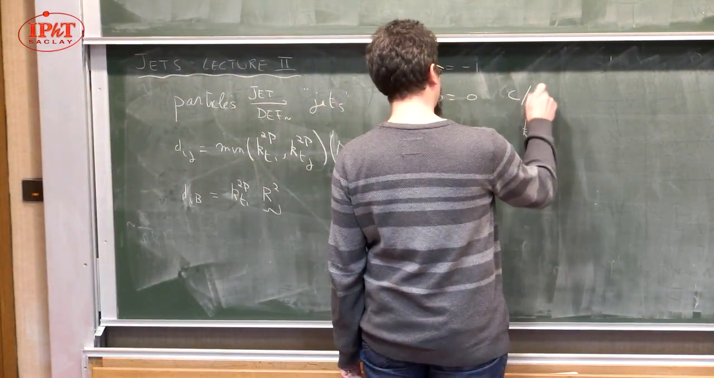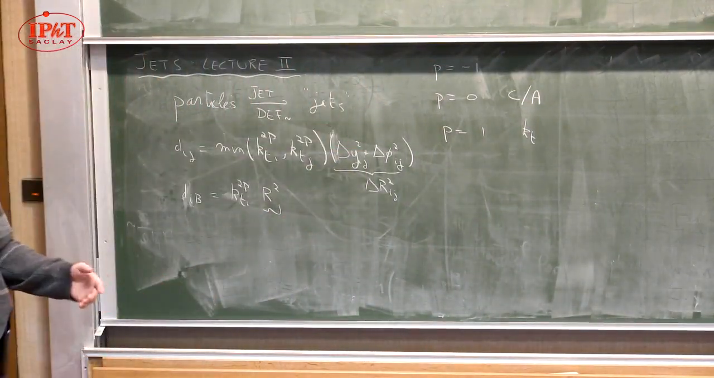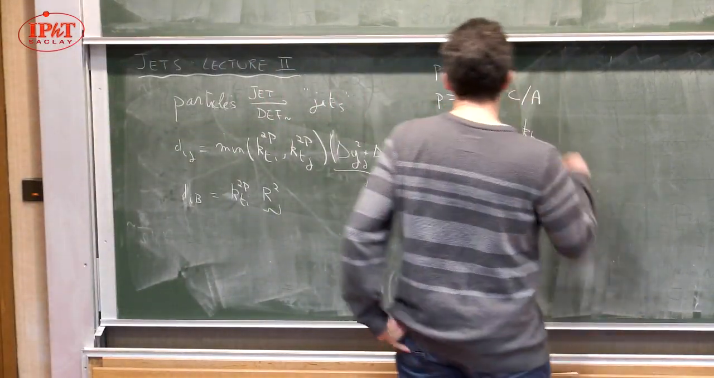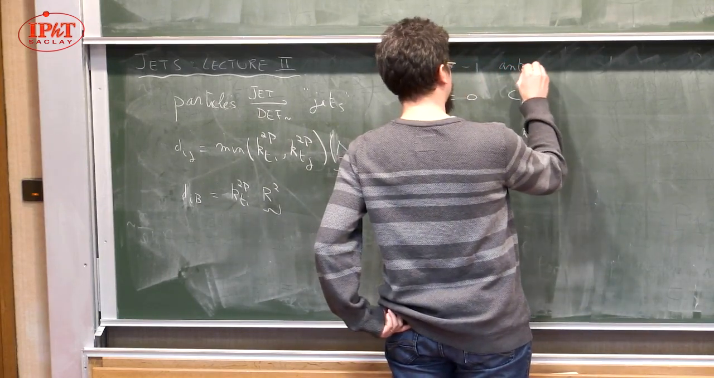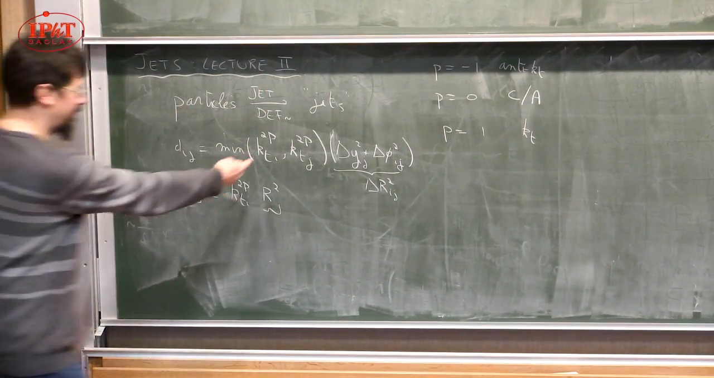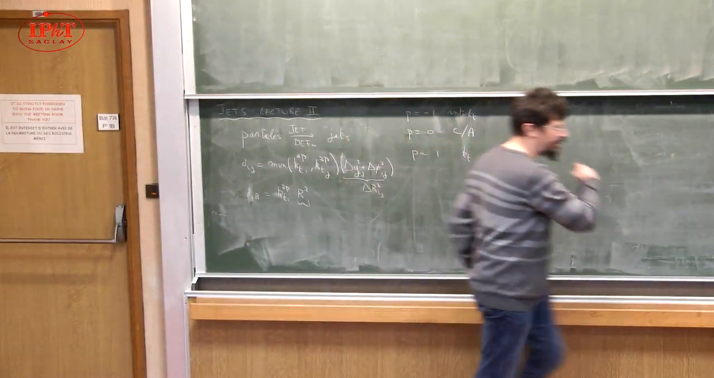P equals 0 is the Cambridge/Aachen algorithm, in which case this prefactor drops out. And this is a simple thing you can do. You just cluster particles according to the geometry. And P equals minus 1 is the anti-KT algorithm, which weights distances according to the inverse of their energy. And this is the algorithm that's used by default at the LHC for, I would say, at least 90% of what they're doing. Yeah, maybe probably even 100%, because whenever they use something different than anti-KT, they anyway start with anti-KT.